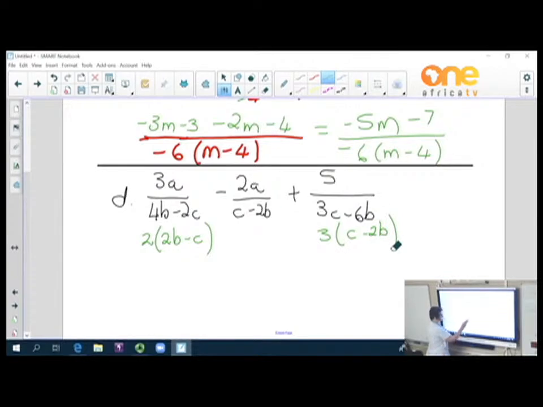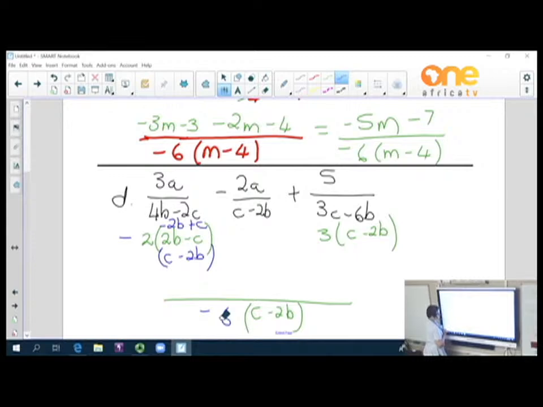So this one is also c minus 2b. This one is c minus 2b. So c minus 2b will be part of my LCM, but I'll have to change the signs here. If I change this one to negative 2, then this becomes negative 2b plus c, which is the same as c minus 2b. So now I have an LCM, and negative 2 times 3 is negative 6.